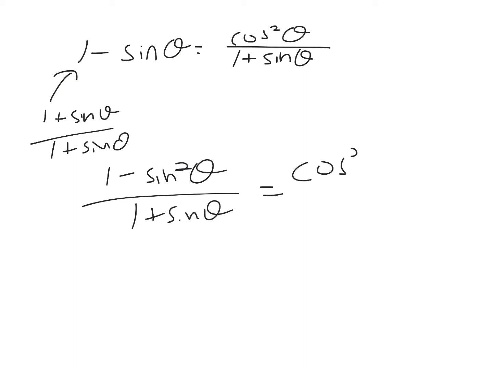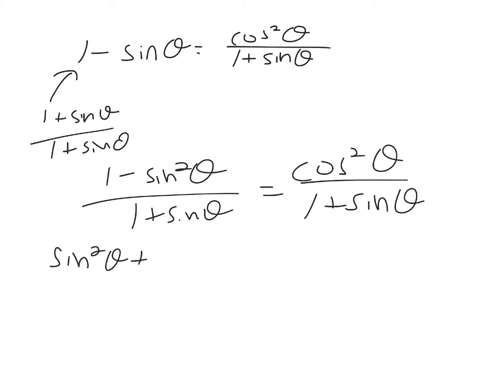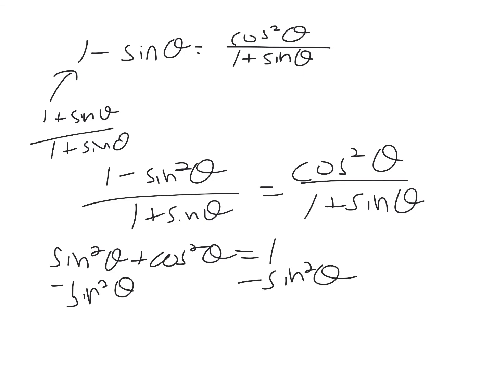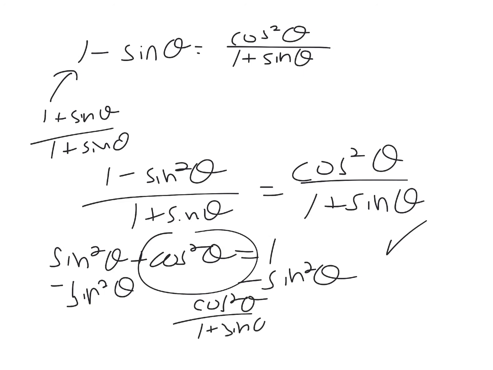And if you can recall, we know that 1 minus sine squared theta is actually equal to cosine squared theta. I know it doesn't tell you in your Pythagorean identity exactly, but if you remember, sine squared theta plus cosine squared theta is equal to 1. Subtract sine squared theta. And look, 1 minus sine squared theta is equal to cosine squared theta. Boom, did it. Hooray. So cosine squared theta over 1 plus sine theta, not squared, just sine theta, is equal to itself.